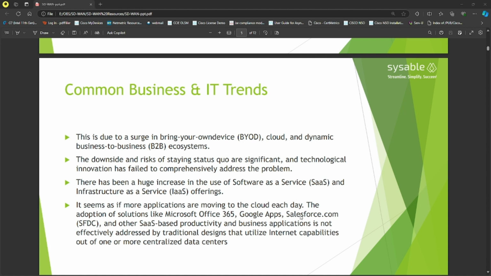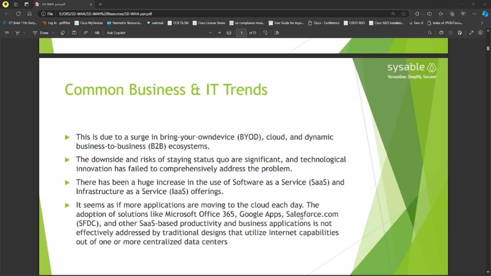So your own smart device, you will be bringing it with you and you're connecting to the corporate enterprise network and you are accessing the internet on your smart device. So bringing your own device is nowadays a common thing in a dynamic business to business ecosystem. The downside and risks of staying status quo are significant. Technological innovations have failed to comprehensively address those problems.